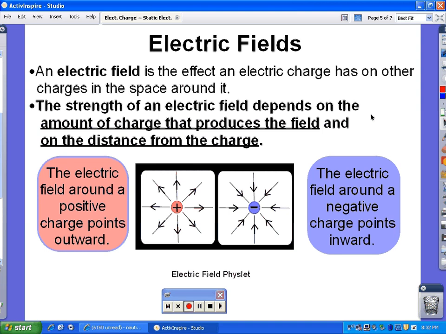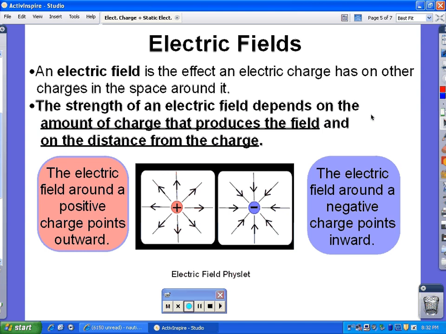The electric field. It is the effect that electric charge has on other charges in the space around it. Really, the space around it is the key. Electric charges don't necessarily have to be touching each other. In fact, they don't touch each other in order to interact. But they interact through space.